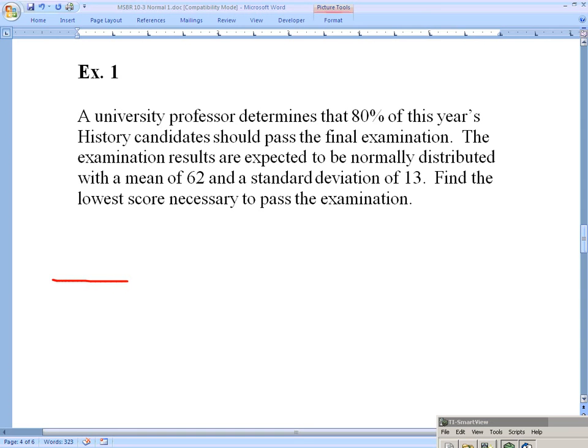So if we listed all of our scores on a number line, and that was normally distributed, again, we'd have our mean score right here in the middle, and we'd expect that to be 62, standard deviation of 13. We want the score that the professor determines so that 80% of the students pass. Well, think to yourselves, are passing scores high scores, or are they generally the lower scores? They're generally the higher ones.